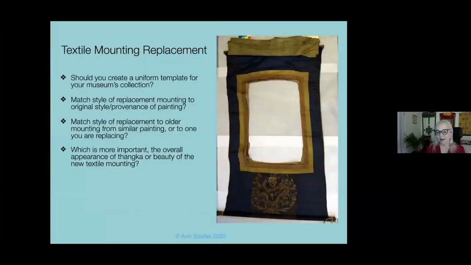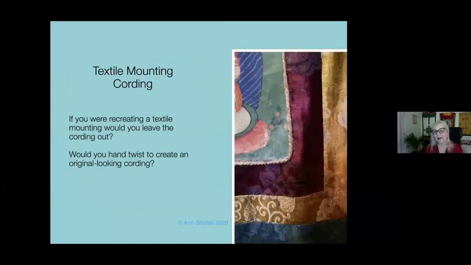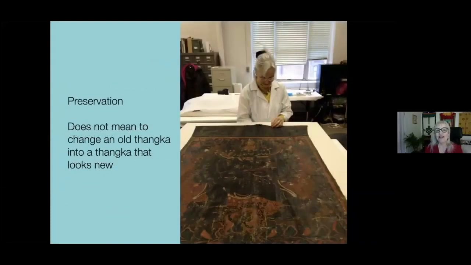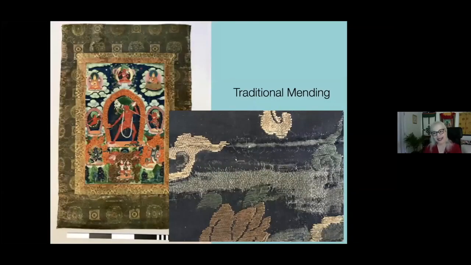Textile mounting replacement, a lot of questions and advice. Parts of the textile mounting as you're working on them. The cording is difficult. Preservation does not mean to change an old thangka into a new thangka. Thangkas are a combination of older and newer. We have a lot of traditional mending and preservation. There's the gluers and the menders. It has to do with the thangka you're working on. Maybe just stabilize.